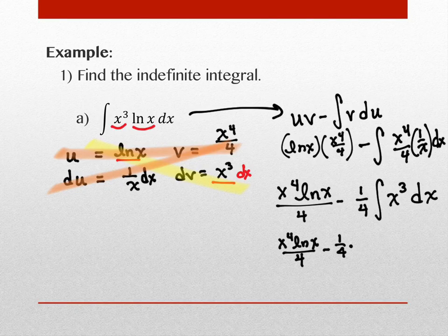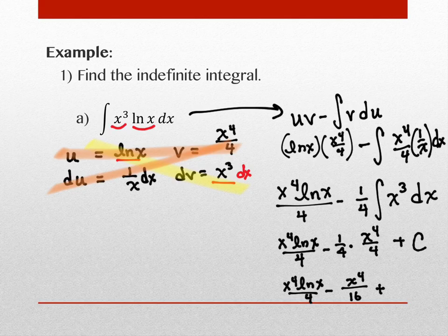And what is the antiderivative of x cubed? X to the fourth over 4. Okay? And that's when I'm going to put my plus c, because I took another antiderivative. So there's my plus c there at the end. The only thing I can do to simplify or clean this up any further is to combine those two 4's. So x to the fourth over 16 and plus c.